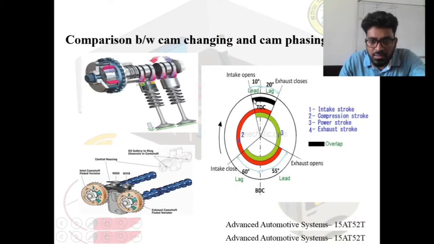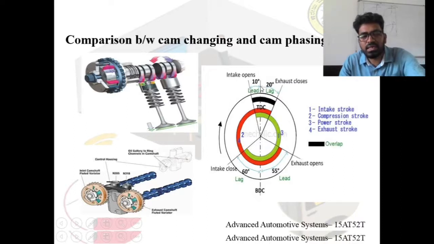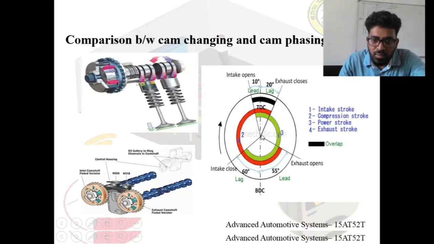Okay, in black color it is shown that intake opens, exhaust closes, so that in this time the valve overlapping period is 10 plus 20. Here 20, 30 degree is there, so more advanced opening of intake valve and later closing of exhaust valve, so that we can obtain more overlapping period.